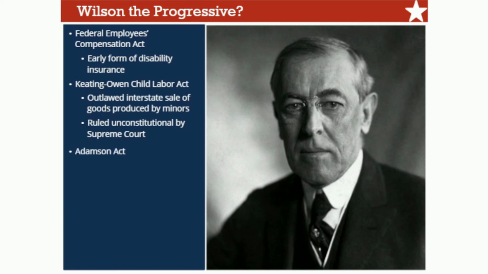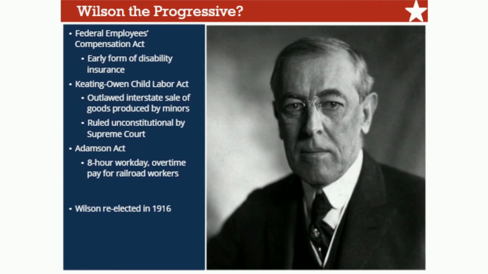Wilson had more success with the Adamson Act, which Congress passed in response to the threat of a nationwide railroad strike. The law established an 8-hour workday for interstate railroad workers, with extra pay for overtime work. The 40-hour workweek, along with overtime pay, would eventually become standard practices in the American workplace. By embracing various reform movements, Wilson successfully appealed to enough progressives to win re-election in 1916.